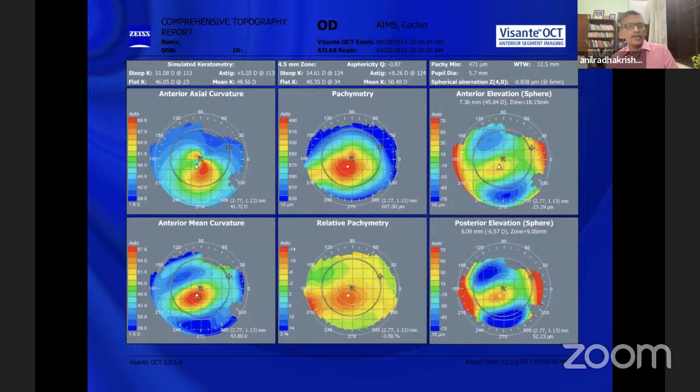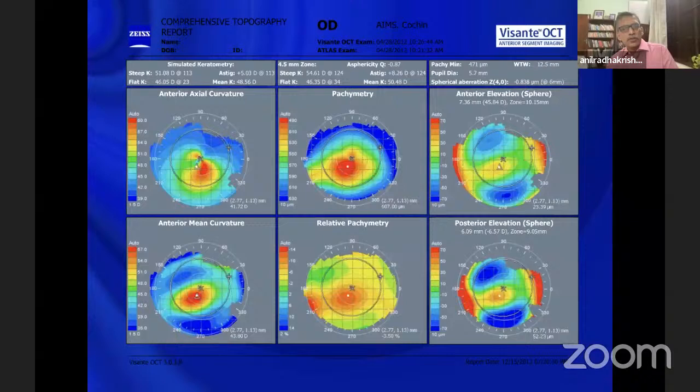So this is an image, this is a topography. On top of it, there is a tomography also. In this, as I said before, there is an asymmetric bow tie pattern, very suggestive of keratoconus. If you look at the pachymetry map, within the central 3 millimeters, there is a lot of crowding of colors. More than 3 colors are there within the central 3 millimeters.